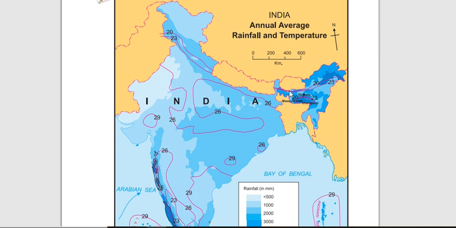However, during summers, the temperature increases up to 50 degrees Celsius in some parts of India. In the peninsular region, located in the southern part of India, the average temperature is found to be between 25 degrees Celsius and 30 degrees Celsius. Thus, the average annual temperature in India is generally high.